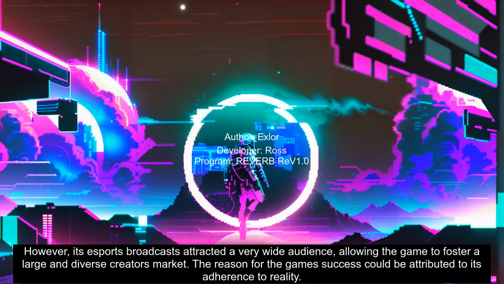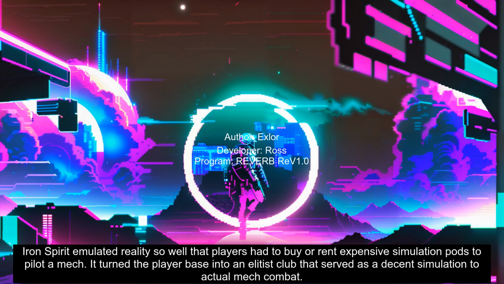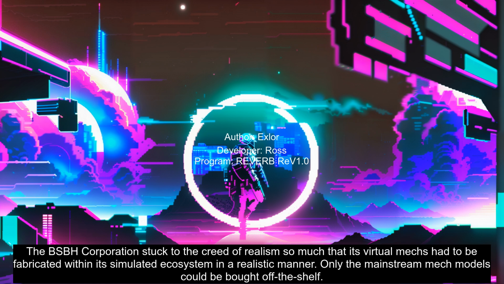The reason for the game's success could be attributed to its adherence to reality. Iron Spirit emulated reality so well that players had to buy or rent expensive simulation pods to pilot a mech. It turned the player base into an elitist club that served as a decent simulation to actual mech combat. The BSBH Corporation stuck to the creed of realism so much that its virtual mechs had to be fabricated within its simulated ecosystem in a realistic manner.